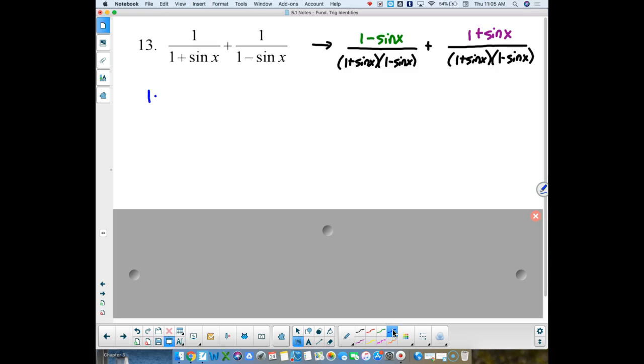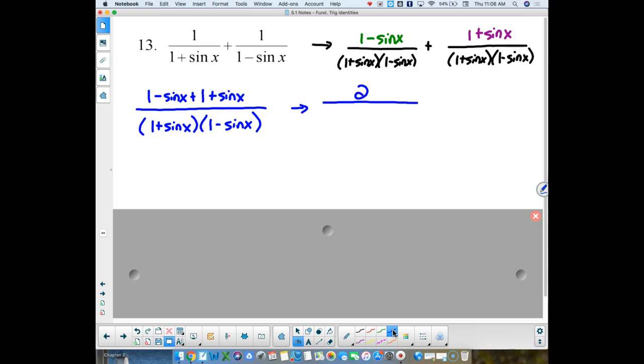So we get 1 minus sine of x plus 1 plus sine of x, all over 1 plus sine of x, 1 minus sine of x. Love it so far. Now what? On top? Okay, and so what's left over on the top? 2. What about the bottom?